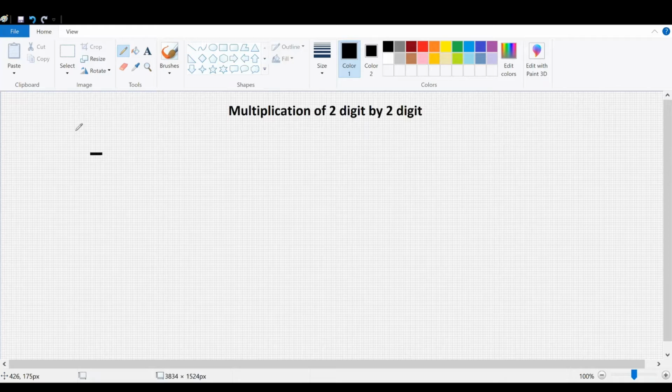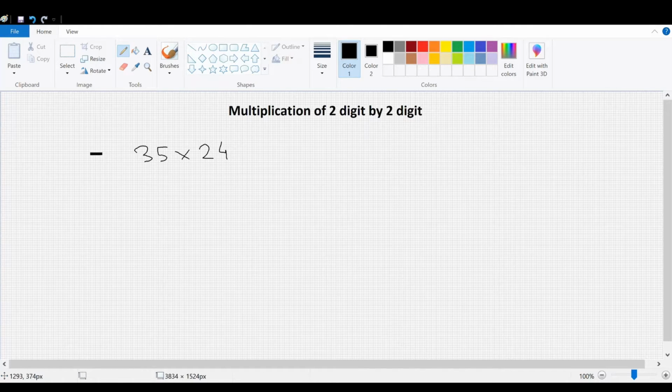Hello everyone. Today we will learn how to multiply 2-digit by 2-digit. And to show you the steps of multiplying 2-digit by 2-digit, I'm going to go through a couple of problems with you. The first one will be 35 times 24.